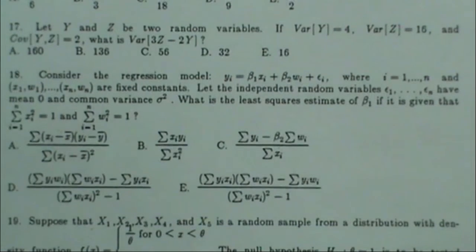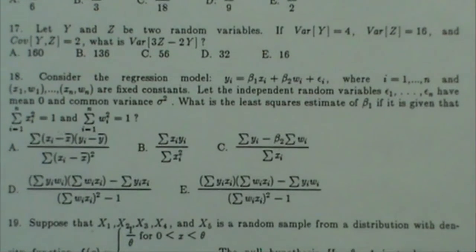Number 18, consider the regression model yi equal to beta 1 xi plus beta 2 wi plus epsilon i, where i goes from 1 to n. And the data points x1, w1 through xn, wn are fixed constants. Let the independent random samples, epsilon 1 through epsilon n, have a mean 0 and a common variance sigma squared. What is the least squares estimate of beta 1 if it is given that the sum of the xi squareds is 1 and the sum of the wi squareds is 1?